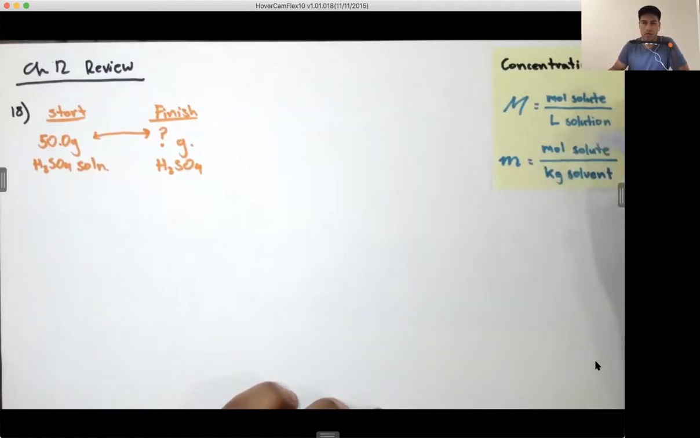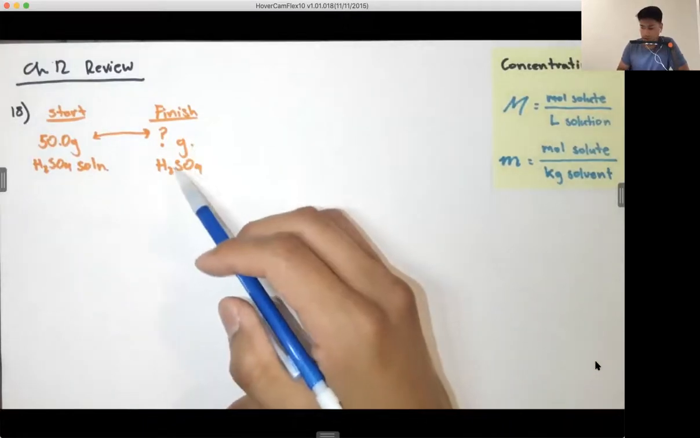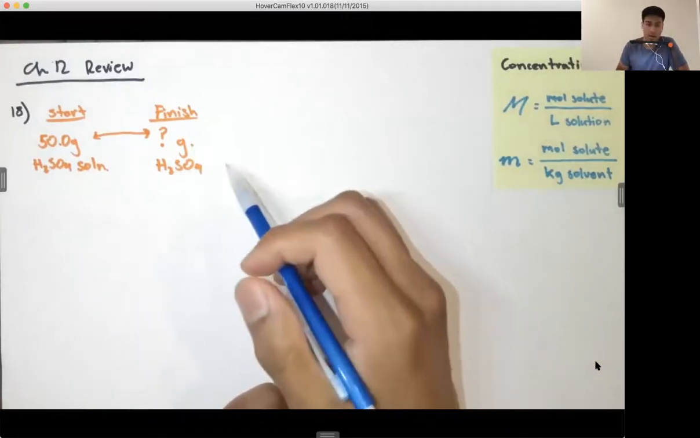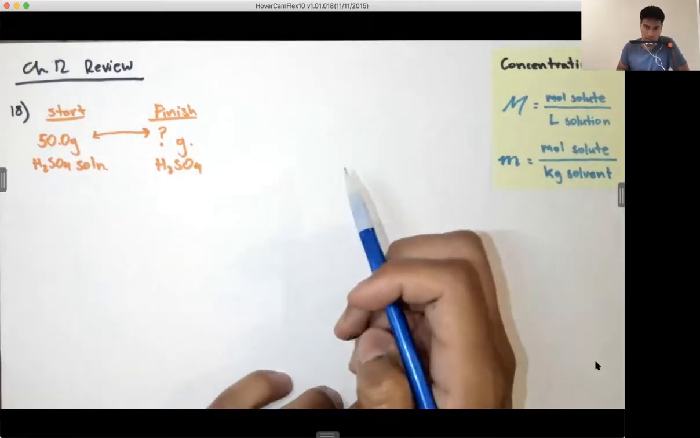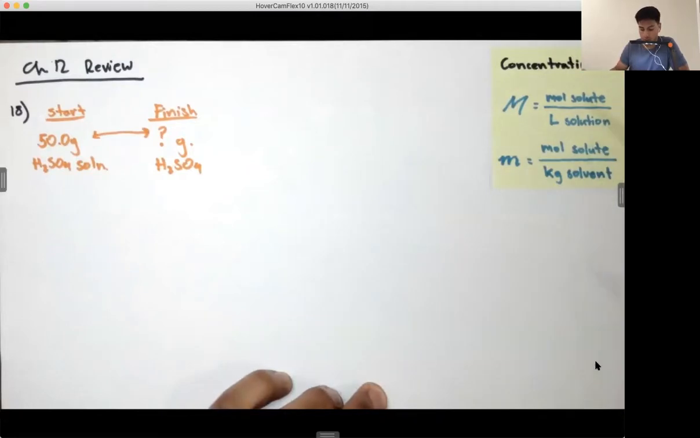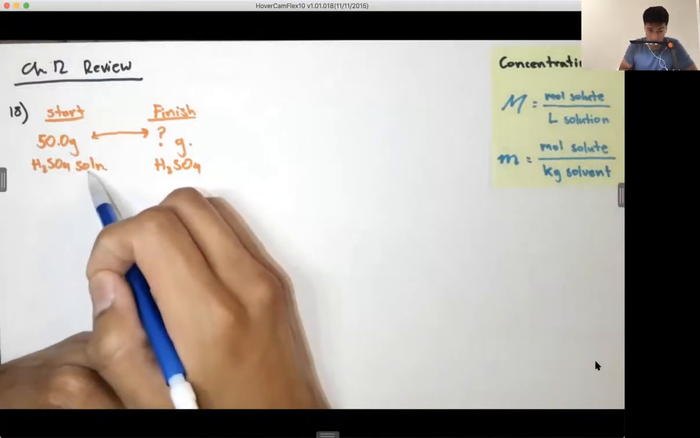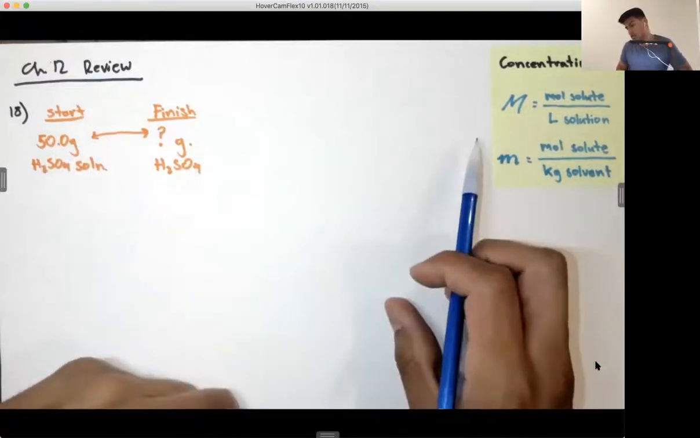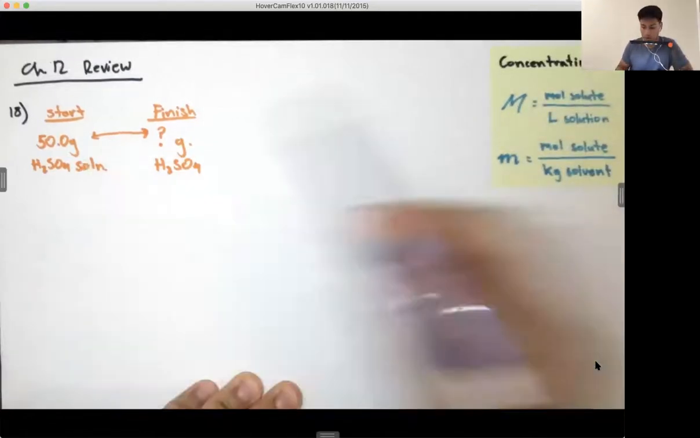Which one of these do you think we're going to have to use for this one if we're trying to find the grams of H2SO4? And we start with the grams of solution. Which one of these has solution in it? I'm just going to go ahead and tell you guys, it's going to be molarity. So you're going to use molarity for this one, okay? And that's what's going to help you get from 50 grams of the solution to the grams of the H2SO4, okay?